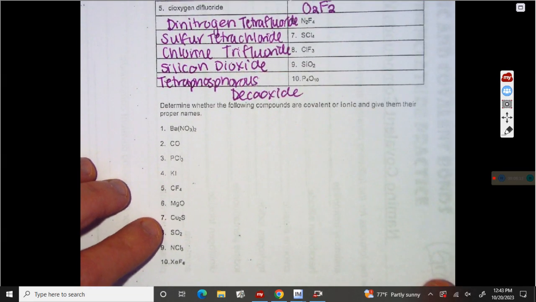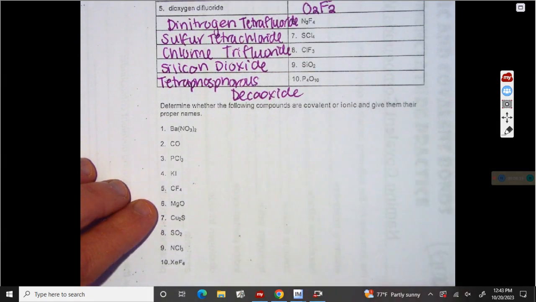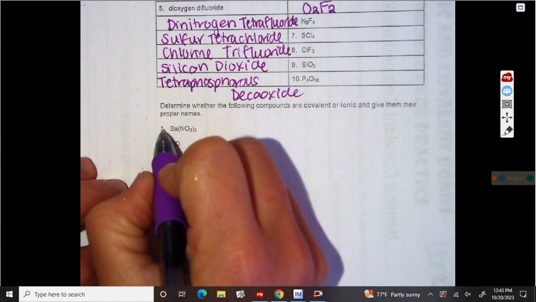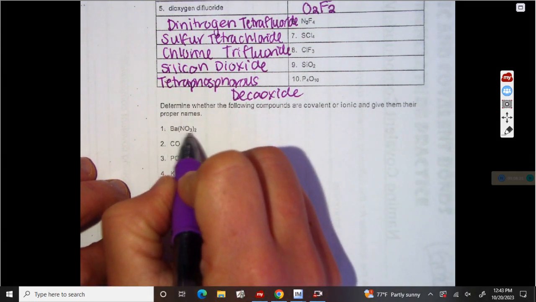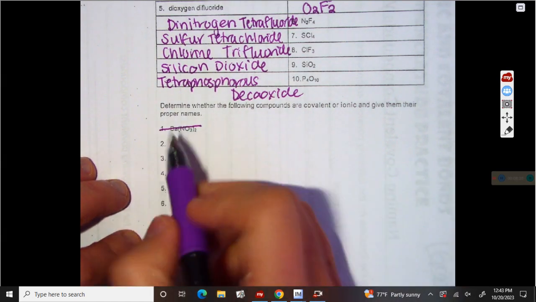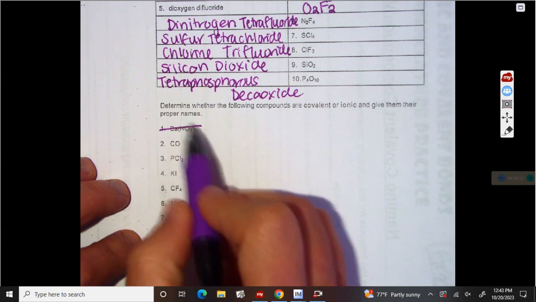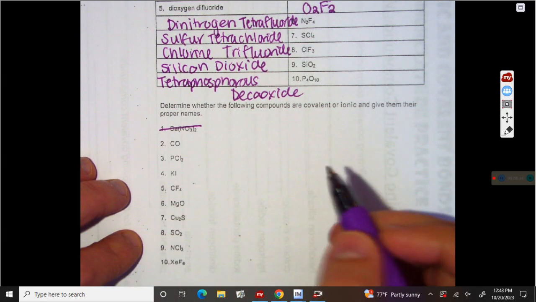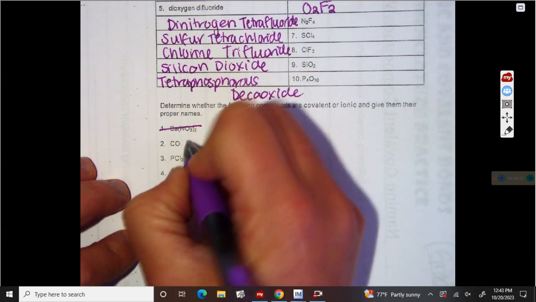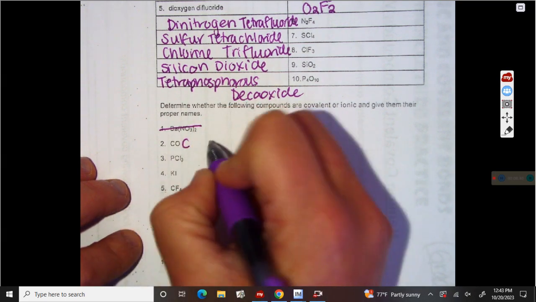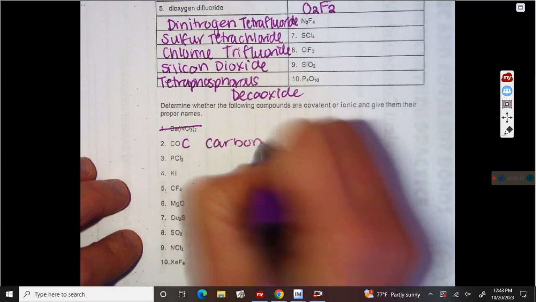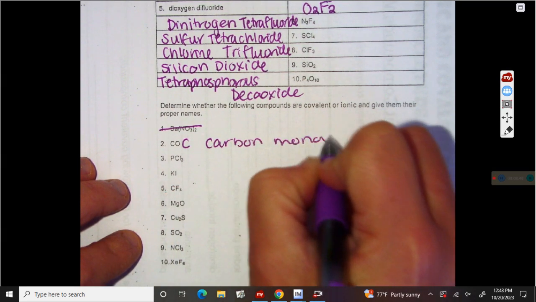All right. So we're determining if these are ionic or covalent and giving them their names. I want you to cross this one out. This is called barium nitrate. And because it's not binary, I just want to cross that out. It's got more than 2 elements, so we're just going to cross that out right now. So this one has carbon and oxygen. Those are both nonmetals, so that is covalent. That means I use prefixes. So I'm going to name that carbon monoxide.